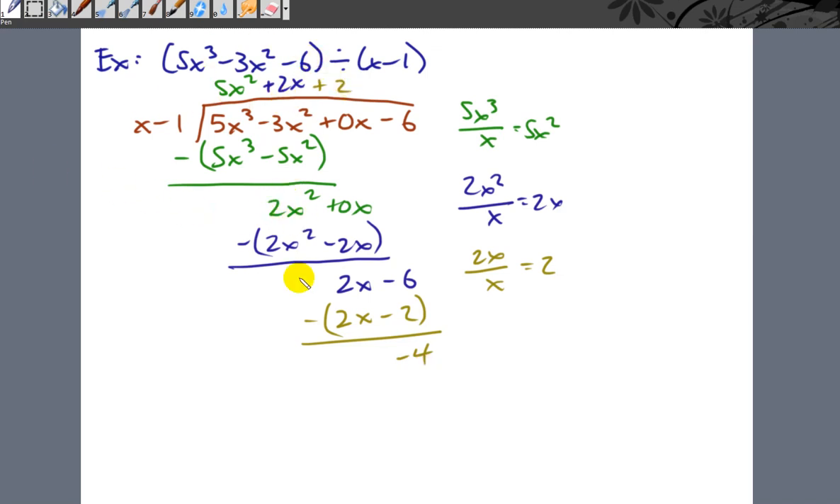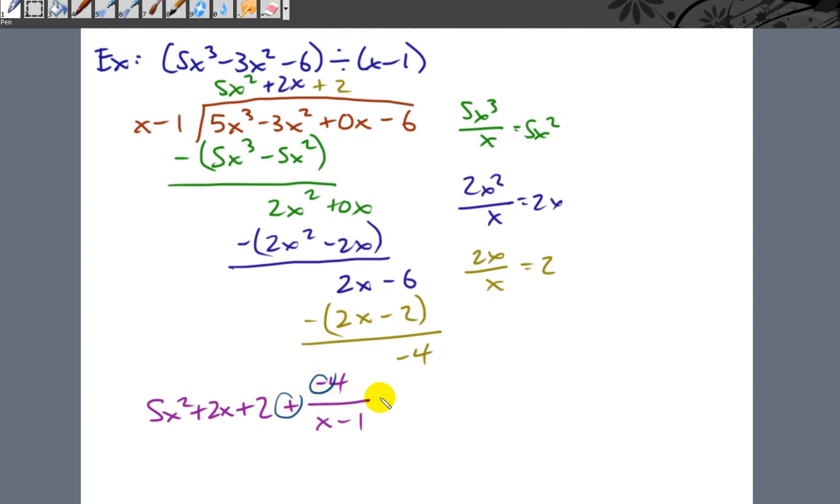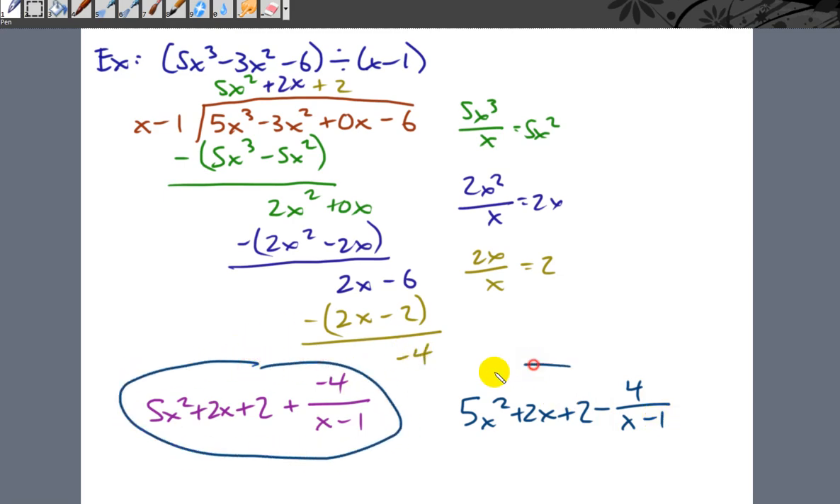So if we had to write this in the form quotient, so we have a quotient here, 5x squared plus 2x plus 2, plus the remainder. The remainder is negative 4, and this is our divisor. So divisor is going to be x minus 1. So we could write it in this form, or in other words, if you guys want to just get rid of the positive and negative, you could write it as 5x squared plus 2x plus 2 minus 4 divided by x minus 1. However you want to do it. If you want to do it this way, that's fine. Or if you want to do it this way, that is totally fine too.